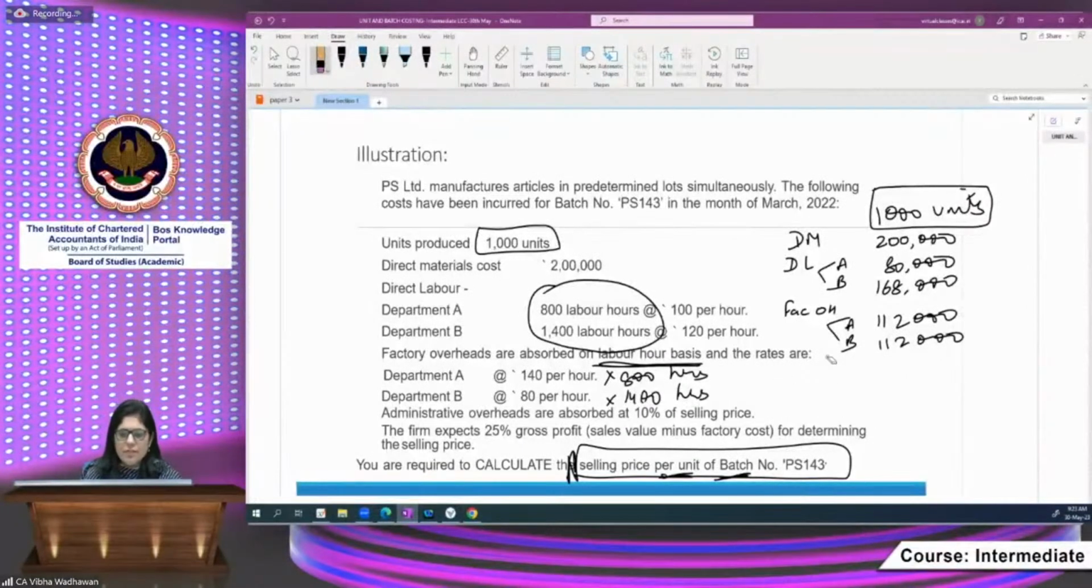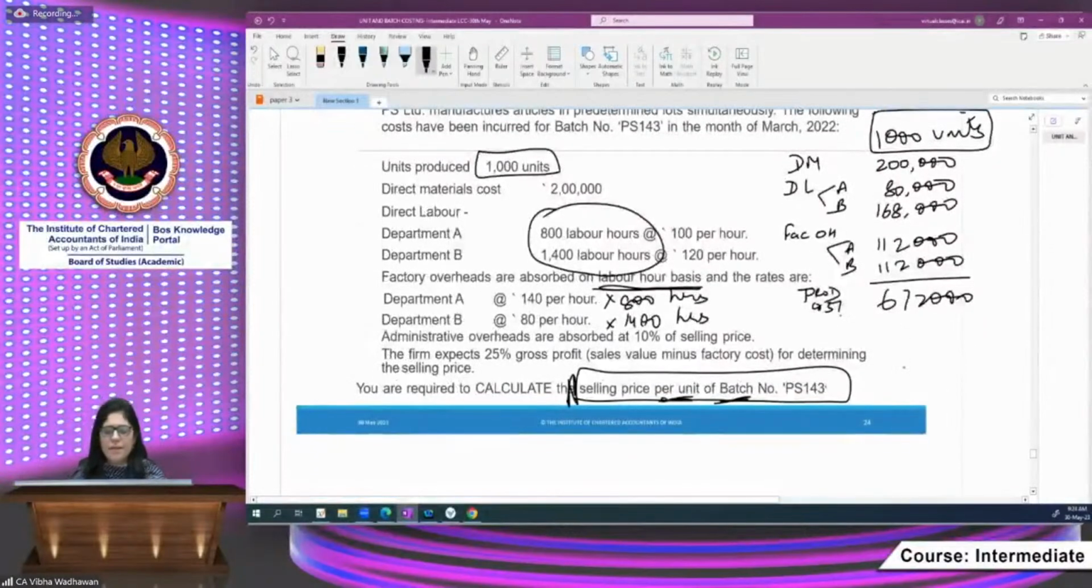So administrative overheads are 10% of selling price. That means it's not part of cost of production. It's on selling price. So just calculate the factory cost or production cost. Let me do the total: 2 lakh plus 80,000 plus 168,000 plus 1,12,000 plus 1,12,000. 672,000 is the total cost, right?